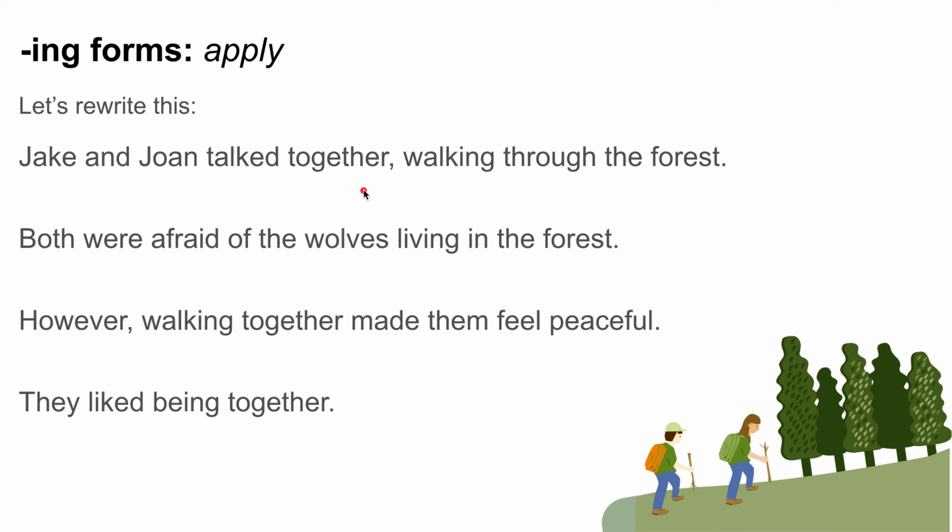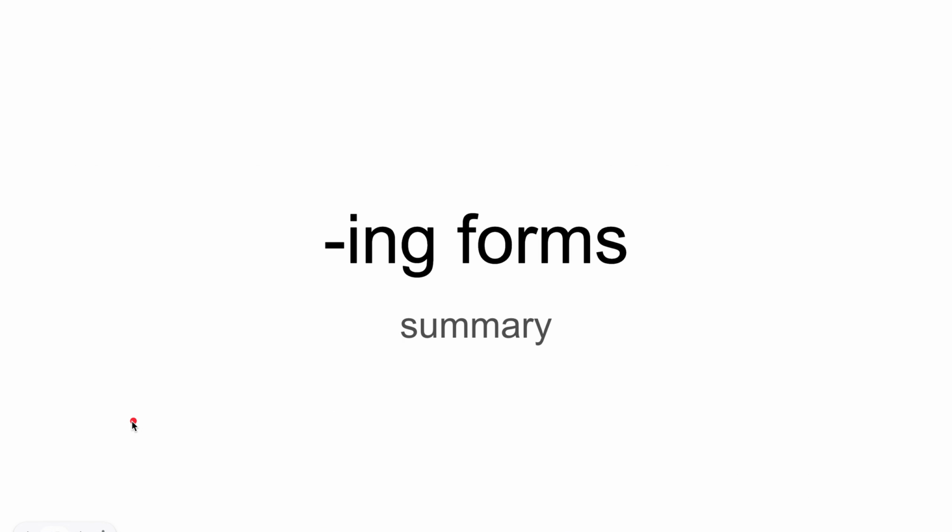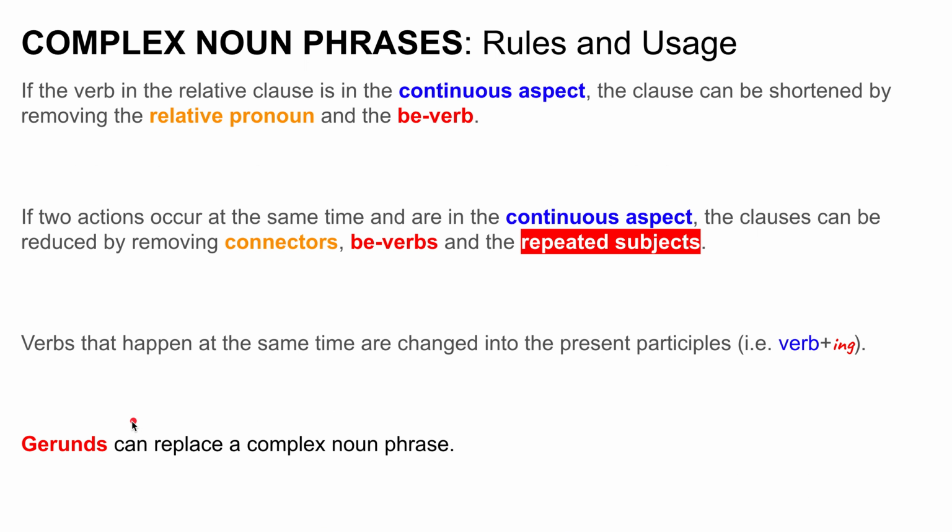Jake and Joanne talked together, walking through the forest. Both were afraid of the wolves living in the forest. However, walking together made them feel peaceful. They liked being together. So let's do a quick summary of ING forms that simplify sentences.